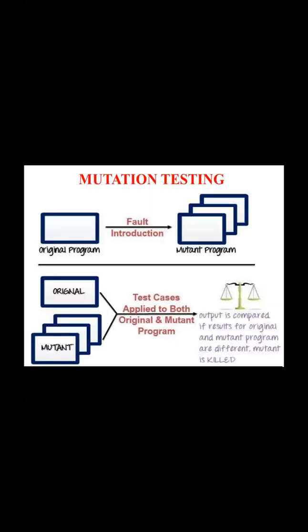From the diagram you can easily understand, we have the original program. We will introduce some fault into the original program. We are getting the mutant program. You got the idea? So it is like finding the vaccination for COVID by taking the virus itself. We are killing the virus, and the same dead cell of the virus is used to create the antibodies. You got the idea?